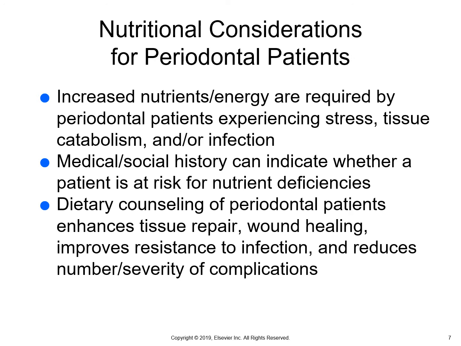So some nutritional considerations for perio patients. We would like increased nutrients and energy, which are required by the perio patients experiencing stress, tissue breakdown, and or infection. So remember, energy is calories. We want to make sure that they're getting enough calories, and we want those to be nutrient-dense calories so that their bodies can repair. We want a good medical and social history so that we can indicate whether a patient is at risk for these nutrient deficiencies.